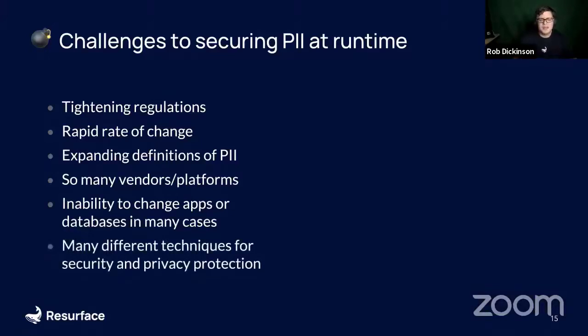There are also many, many different techniques for security and privacy protection. There's encryption, there's de-identification, there's dynamic de-identification. There are all kinds of tricks and techniques that we can use to protect this data, and there's no one size fits all. You can't just say, we'll encrypt everything, as an example. It's really not that easy. You have to pick the right technique for the right use case.